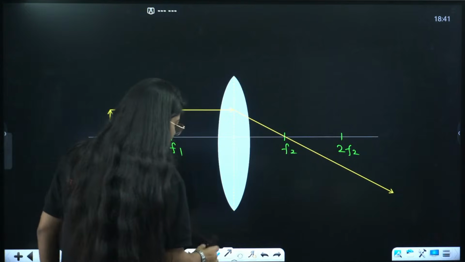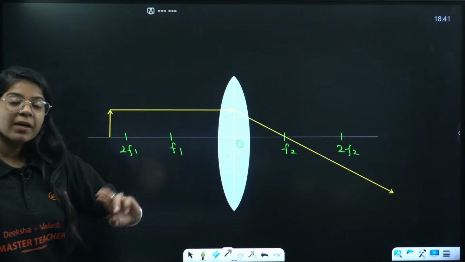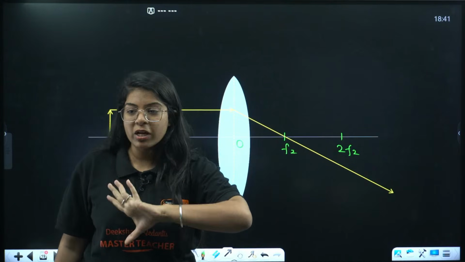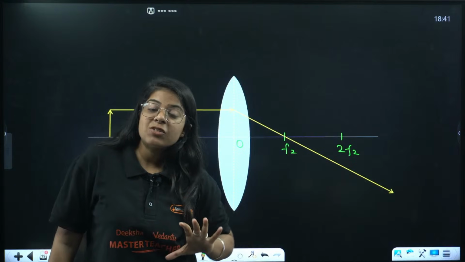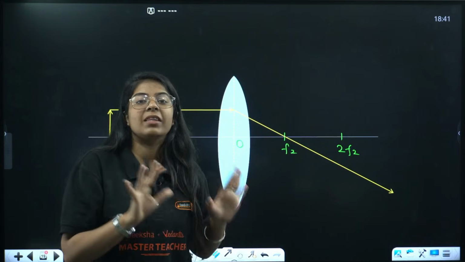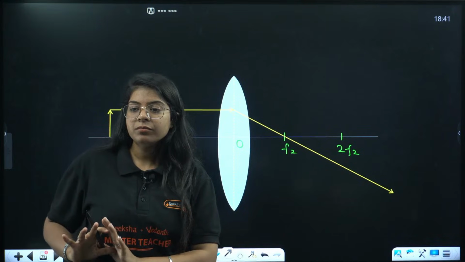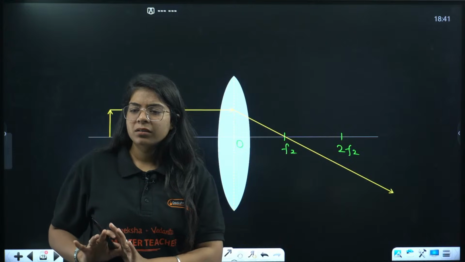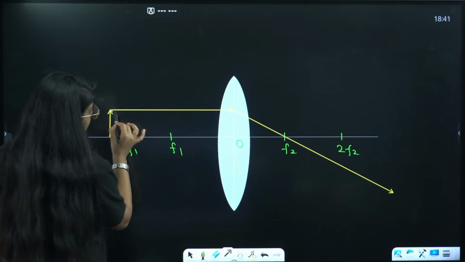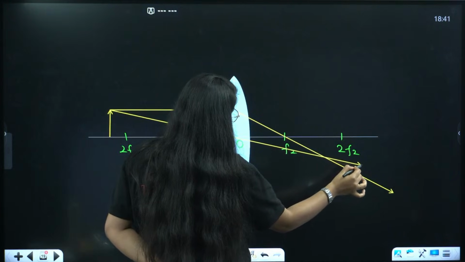Now this is something new. This is the optical center. So in case of mirrors, when the ray was passing through the center of curvature, it was coming back on the straight path. But in case of lenses, when the ray is passing from the optical center, it goes without getting refracted. ठीक है? चलो, next, the ray is passing through the optical center and it is going without getting refracted.